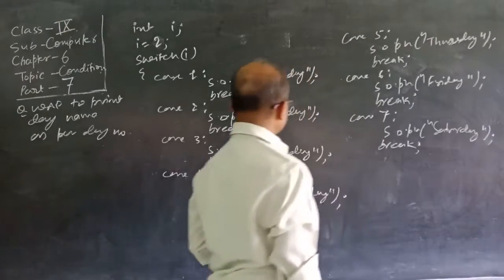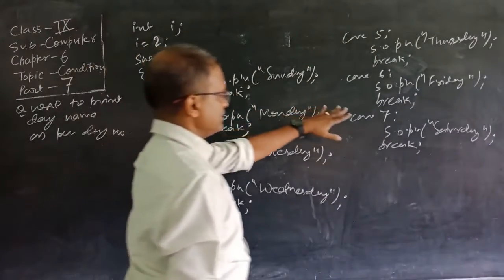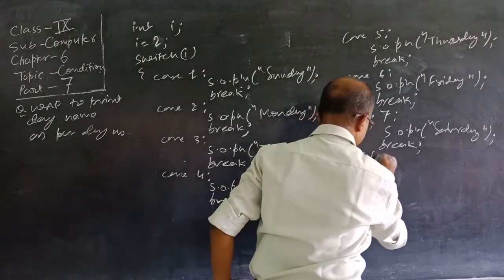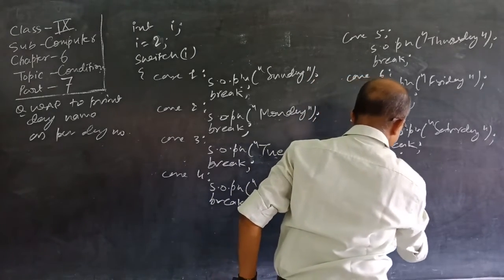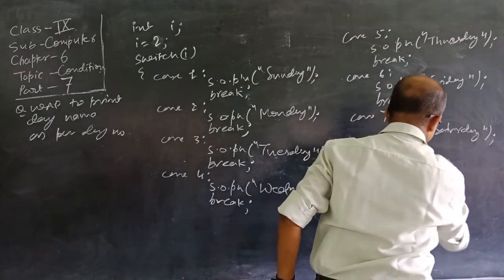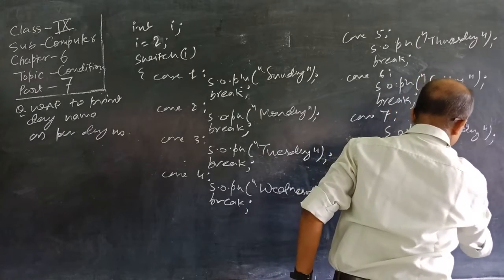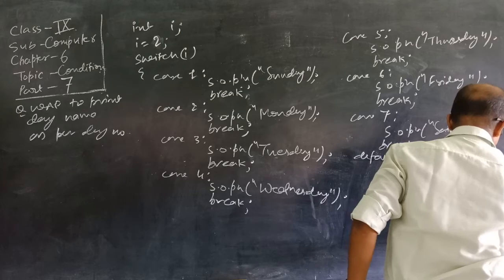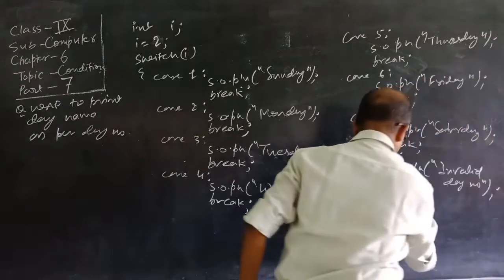And finally after all these 7 days, the rest will be an invalid day number. So default: SOPLN invalid day number, break.